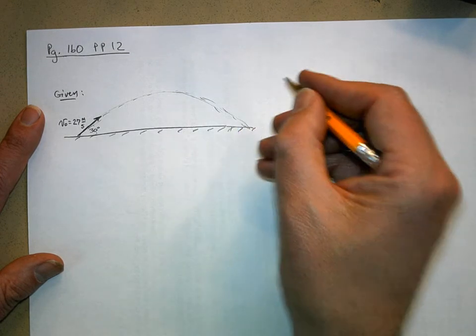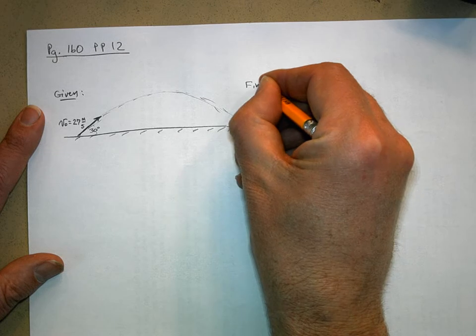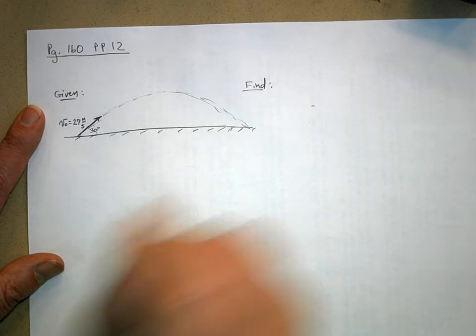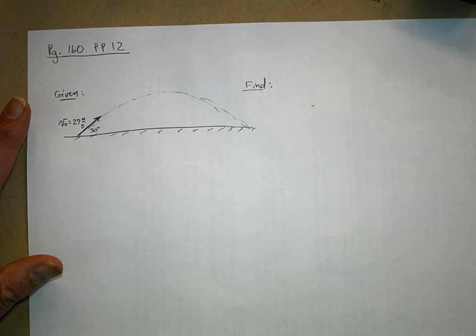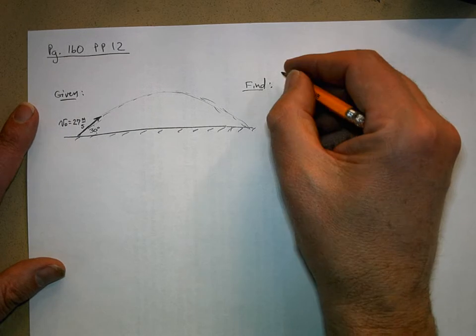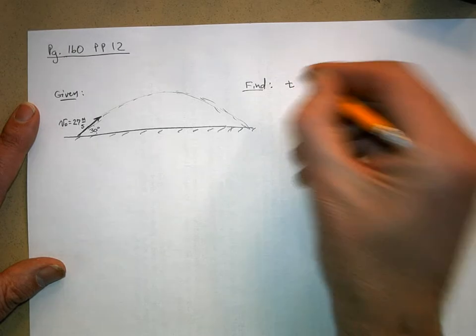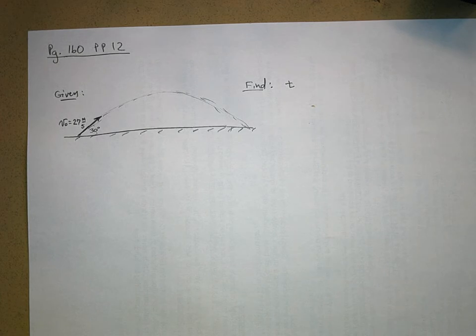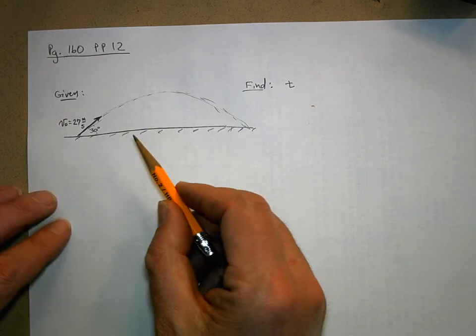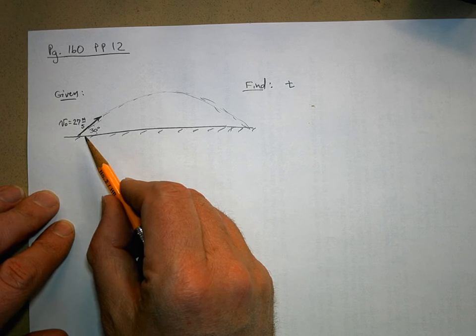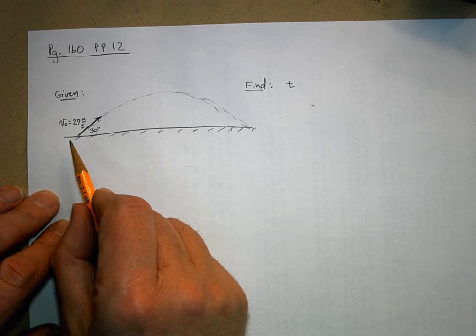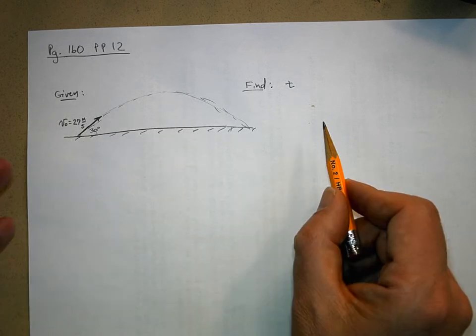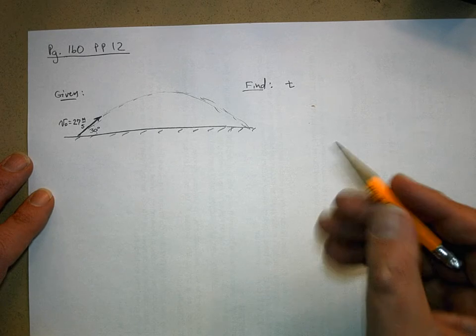And what we want to find for this is the ball's hang time. That's the time that it's in the air. That's hang time. That's important in football. When you kick the ball off, you want to have as much hang time as possible because you want to give your players time to run down the field to tackle the guy.